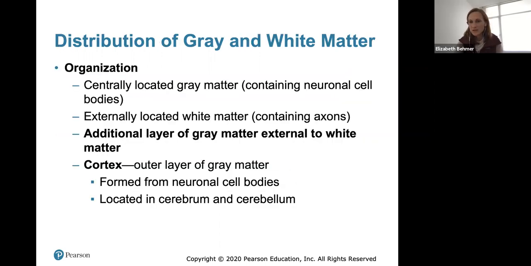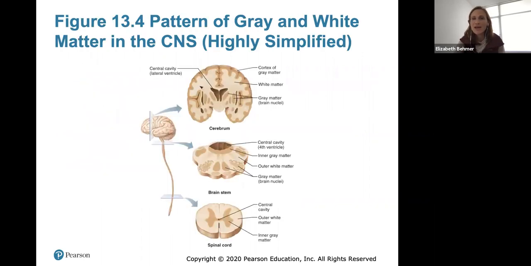The organization of the brain is into gray and white matter. The gray matter is more centrally located, and that contains the neuronal cell bodies. The white matter is externally located, containing the axons. There's an additional layer of gray matter external to the white matter as well. And then the cortex is the outer layer of gray matter formed from neuronal cell bodies, which is located in the cerebrum and cerebellum. And you can see this here, the pattern of gray and white matter.